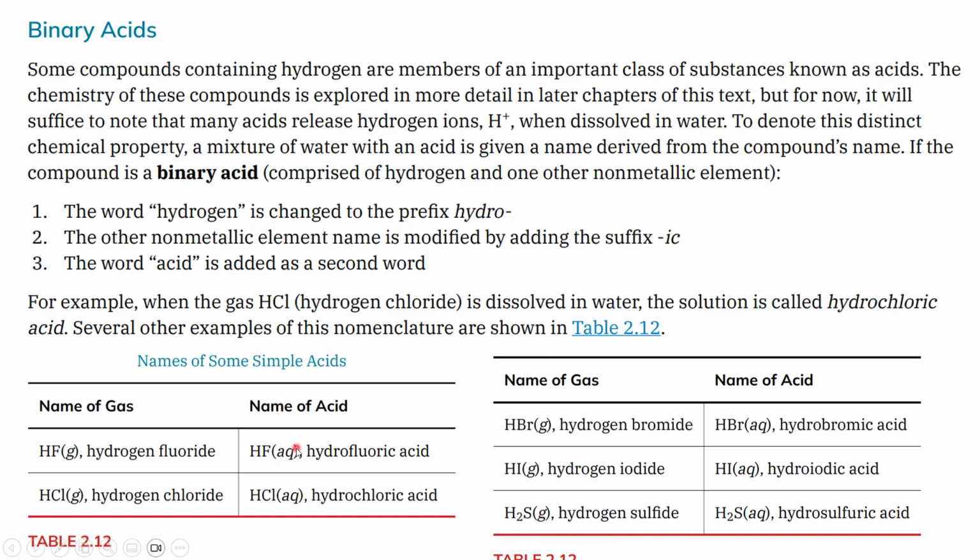But like I was saying, we're typically going to be working with these as solutions. And that's what the aq represents. So aq just stands for aqueous. So we took that substance and dissolved it in water. So this would be a solution of hydrofluoric acid, hydrochloric acid. So when that's the case, we're going to drop the ending of both of these elements and just mash them together. So we have hydro and then fluoro. But then the ending here is just going to become ic acid. So hydrofluoric acid, hydrochloric acid, hydrobromic, hydroiodic, hydrosulfuric acid.